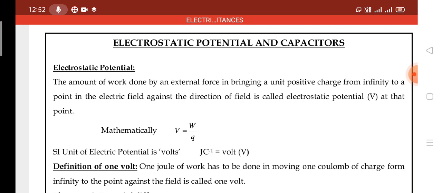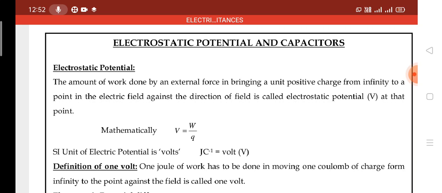Mathematically, how to write the electric potential: V is equal to W by Q. That means electric potential is equal to W, work done, by Q, charge. Work done per charge is nothing but electric potential.